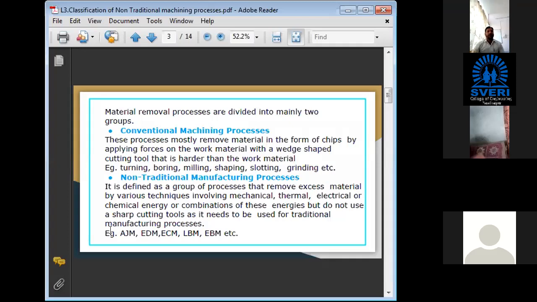Now in the next lecture we will start with the classification. That is the first point of our first chapter. I have discussed the introduction. In the next lecture we'll start the next point.